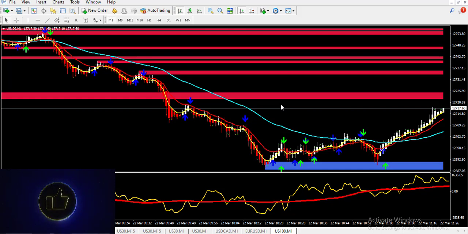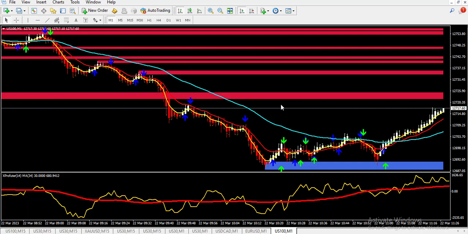Anyone can use it on any platform at all, provided it is MT4, and you can use it on any pairs, either indices, forex pairs, or gold, depends on you, provided it is MetaTrader 4. Now, let me show you how to use this simple winning strategy.